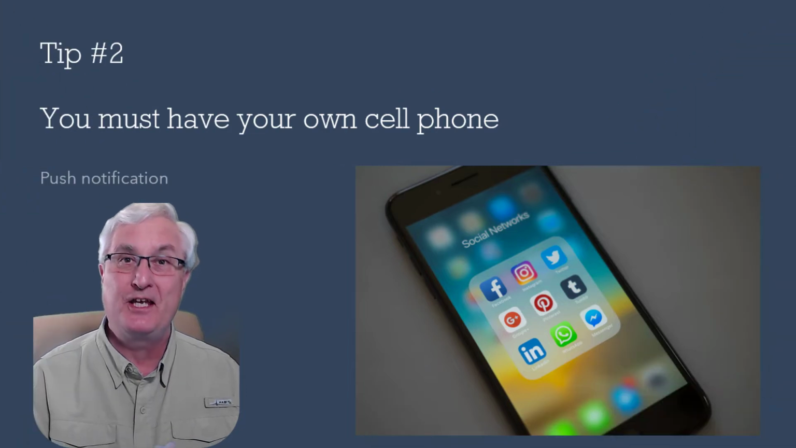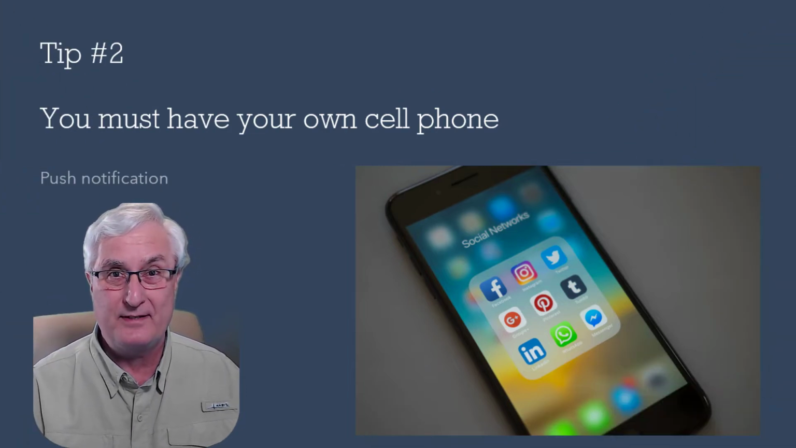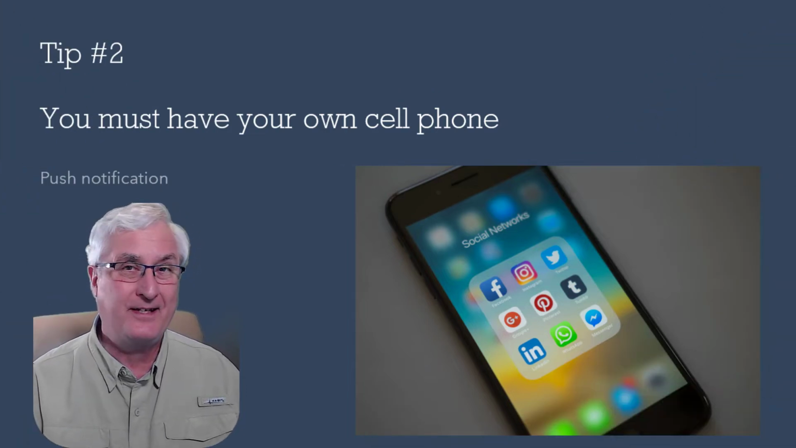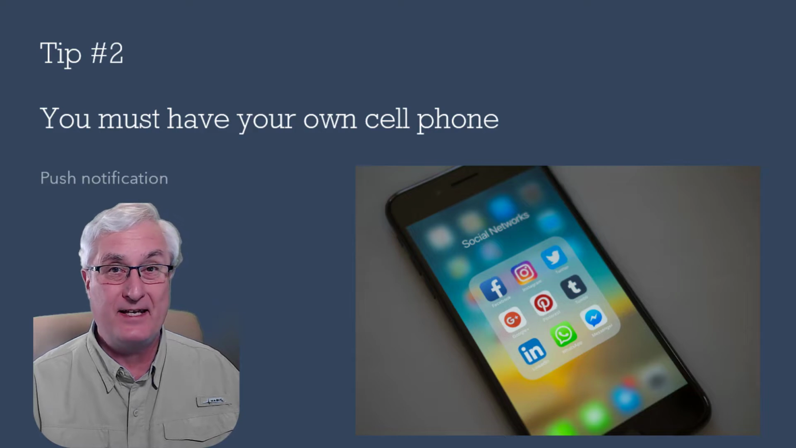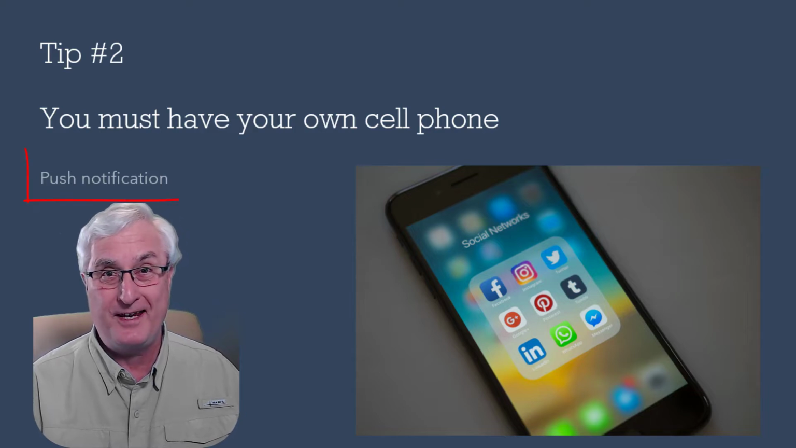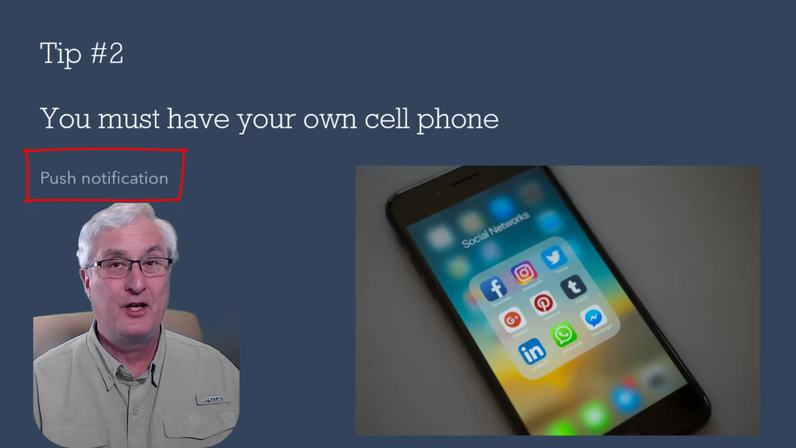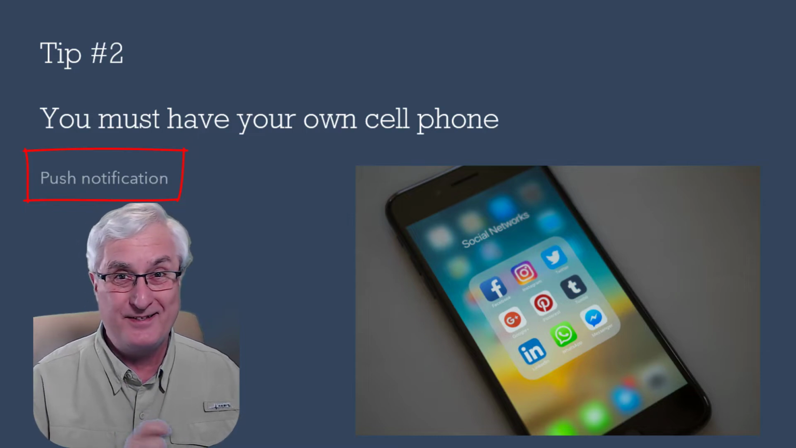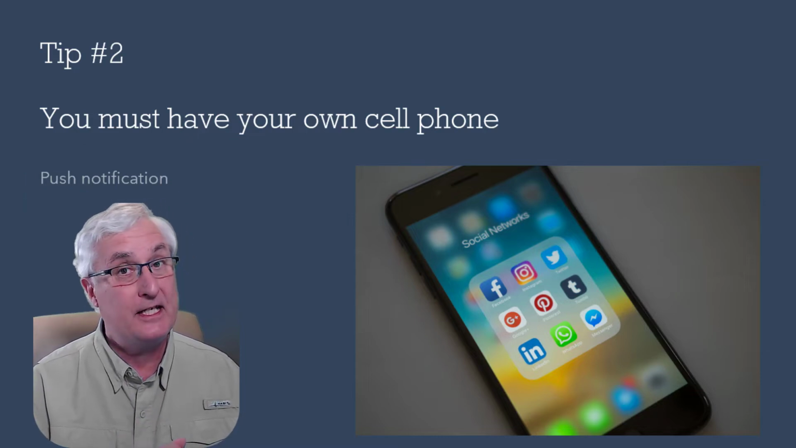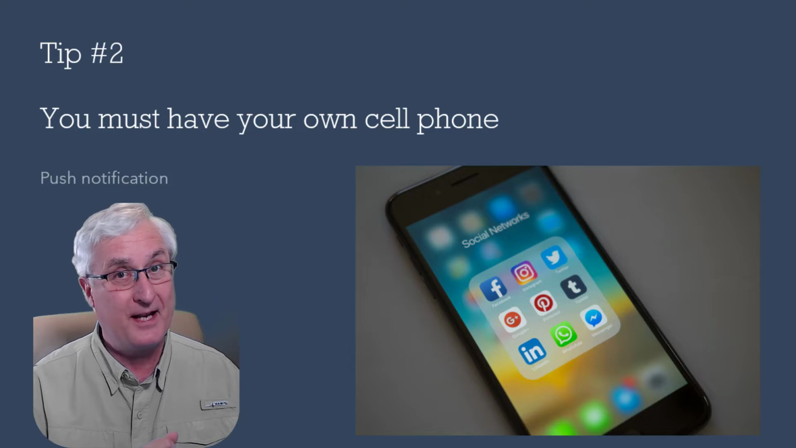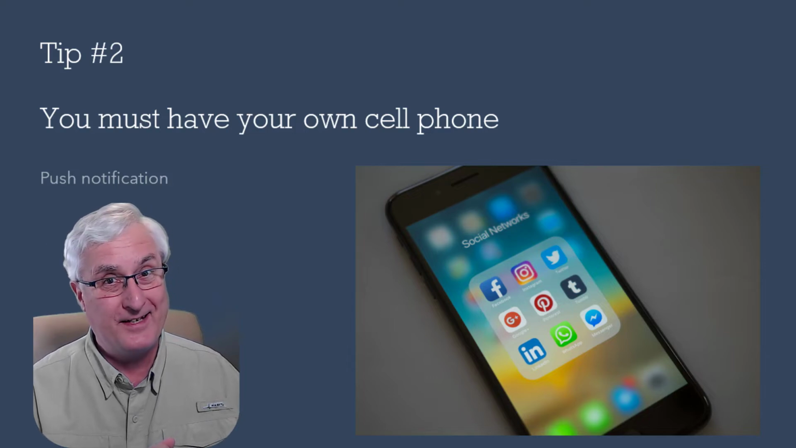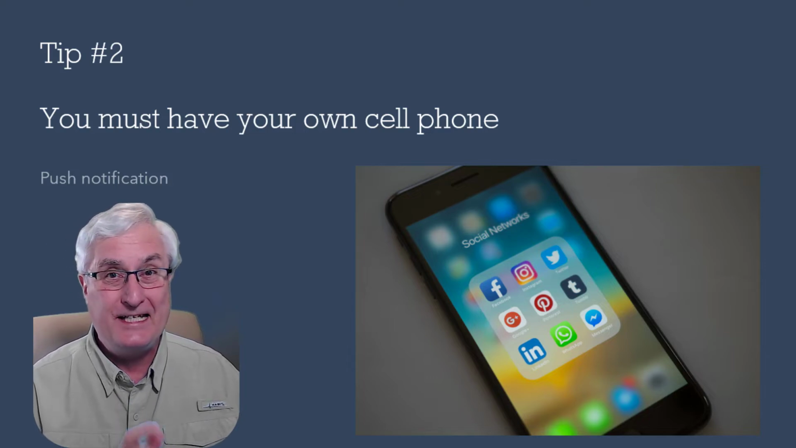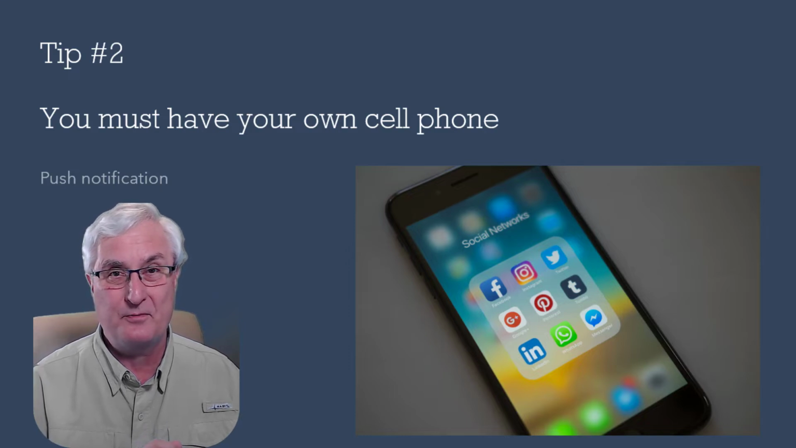Tip number 2, you will require your own cell phone. Two-factor authentication is going to work by sending what we call a push notification to your cell phone to authorize entrance into your account. If your wife has the cell phone uptown, then you're not going to be getting into your Google account. So each member of the family is going to require a cell phone.